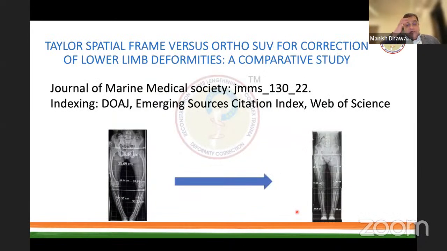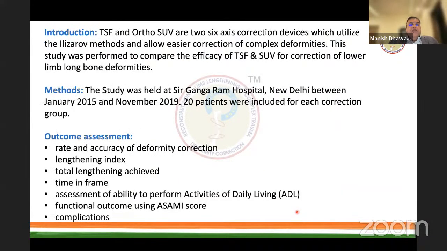Recently I had a paper published with Dr. Manish Prasad. He was my fellow at Gangaram. It is an indexed, web-based journal, the Journal of Marine Medical Society of India. We compared the Taylor Spatial Frame and Ortho SUV and did a comparative study. In all these cases Dr. Manish Prasad was with me, and he used to keep all the data and we compared it.